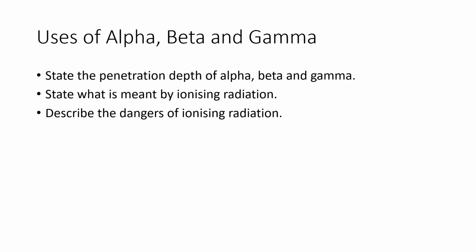So before we start, I would like you to answer the following questions. State the penetration depth of alpha, beta and gamma. State what is meant by ionizing radiation and describe the dangers of ionizing radiation. You should know these from your previous lessons on alpha, beta and gamma. Pause the video now to attempt to answer these questions, and then I will go through the answers.